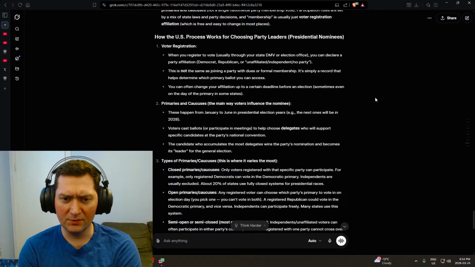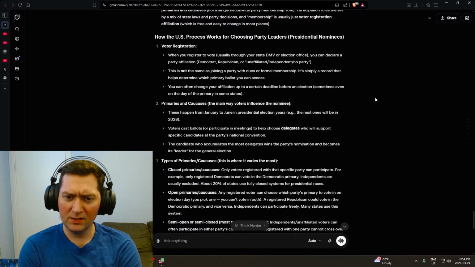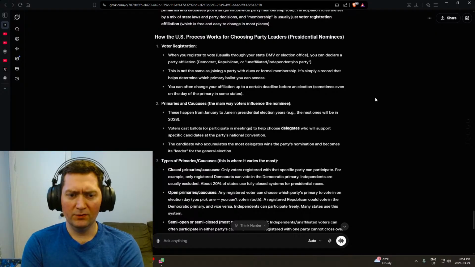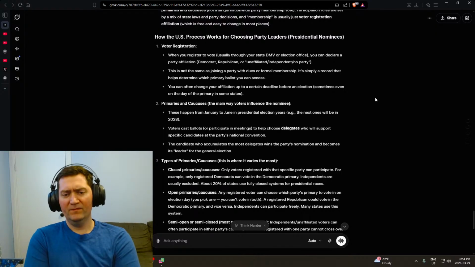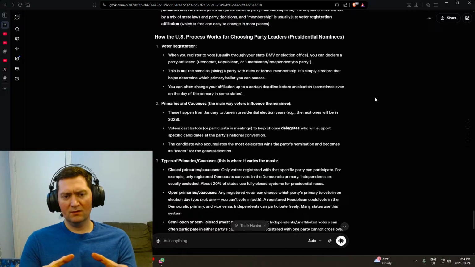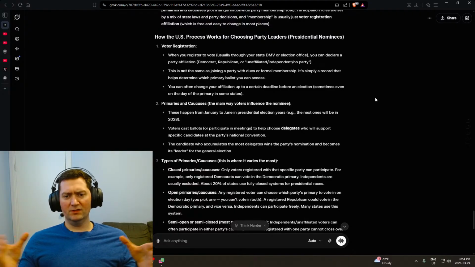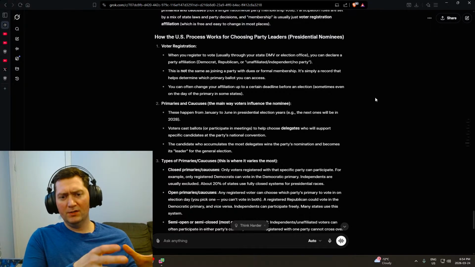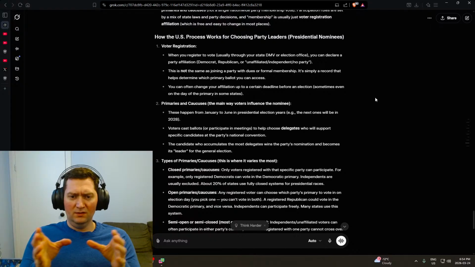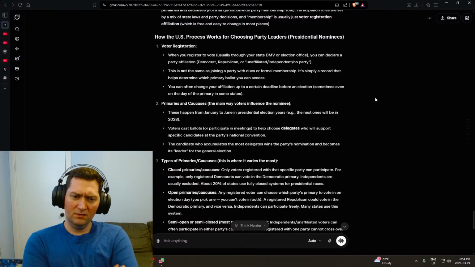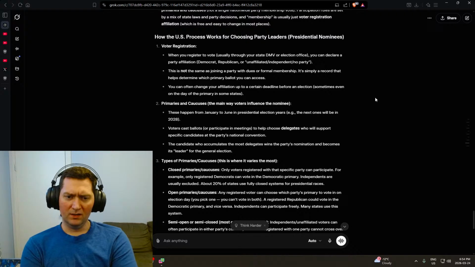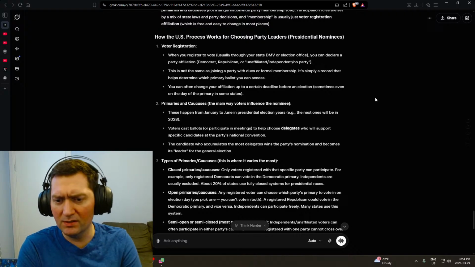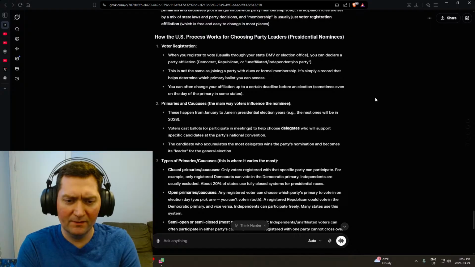These happen from January to June. In presidential election years, voters cast ballots to help choose delegates who will support specific candidates at the party's national convention. So they have state conventions and then they have a national convention. So you have your primaries, your caucuses at the state level, and you have your party national convention. The candidate who accumulates the most delegates wins the party's nomination and becomes its leader for the general election.